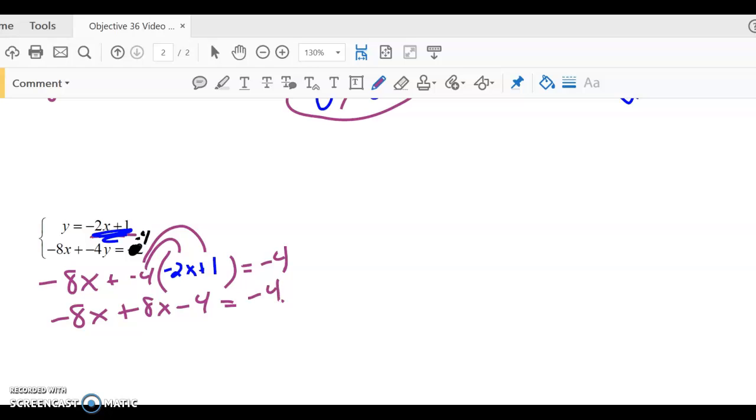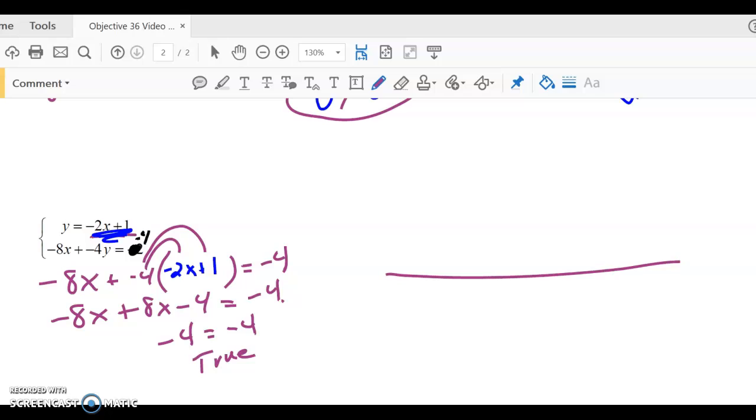So when you do this problem, the algebra doesn't change. The method doesn't change. But the negative 8x and 8x will still cancel. But now, look, you get negative 4 equals negative 4. So in this example, it's a true statement. This makes sense. So what happens here?